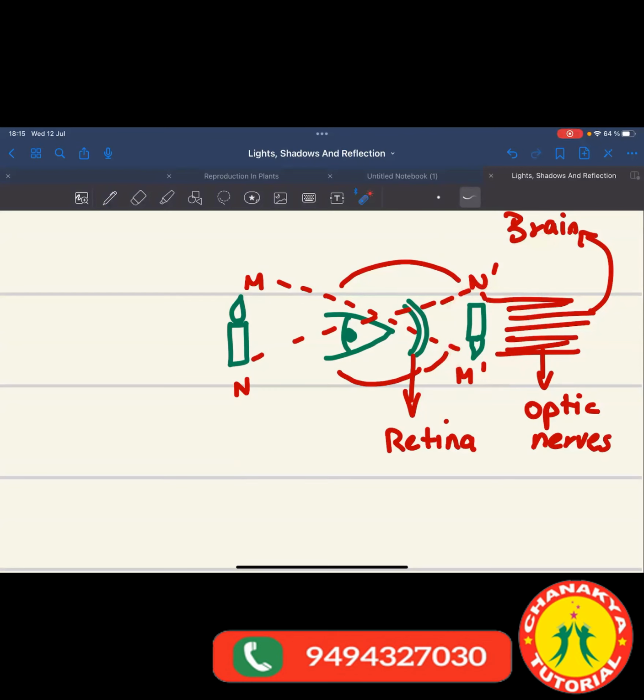So if the optic nerve, for example, is damaged, or any nerve in your brain that is connected to the optic nerve is damaged, you will actually see the world upside down only. You will not see it straight. Okay, so this is how the image is being formed.